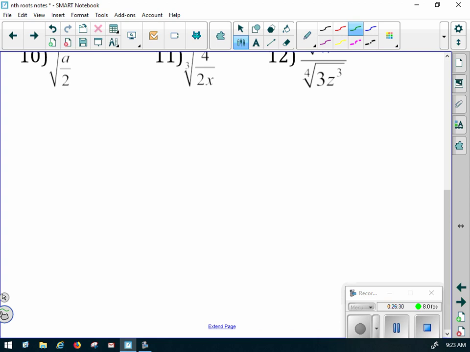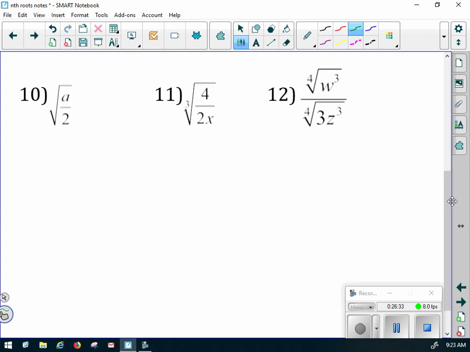All right, number 10. I hope number 10 looks similar to number 4. Fraction. What do you do with a fraction? Split them. Please split them. This is going to be the square root of a divided by the square root of 2. Okay. Will either one of those simplify right now? No. So what's the problem?